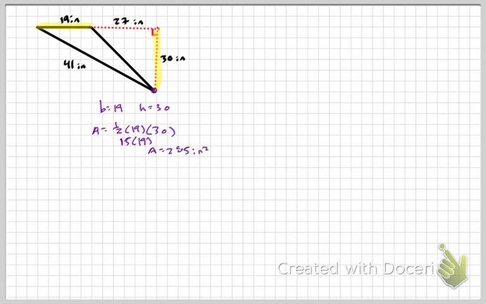And then if I wanted to find my perimeter, I would need to find this length, and I would use my right triangle here. Let's call this y, be 27 squared plus 30 squared equals y squared. And you guys can totally do that problem on your own.